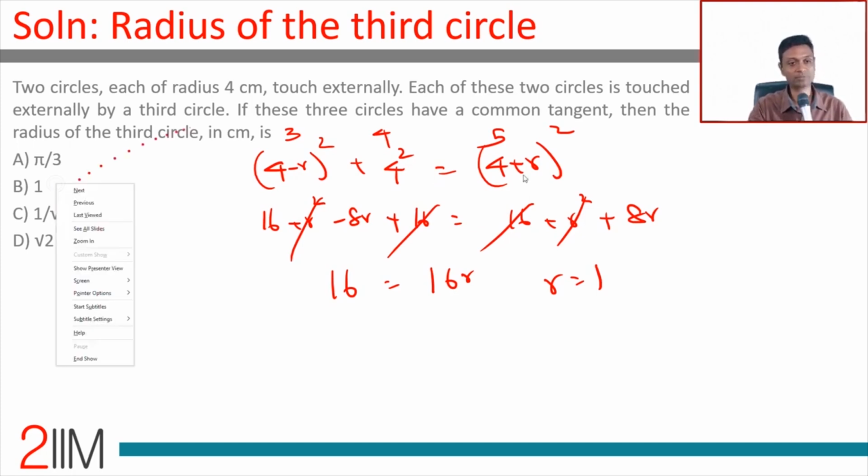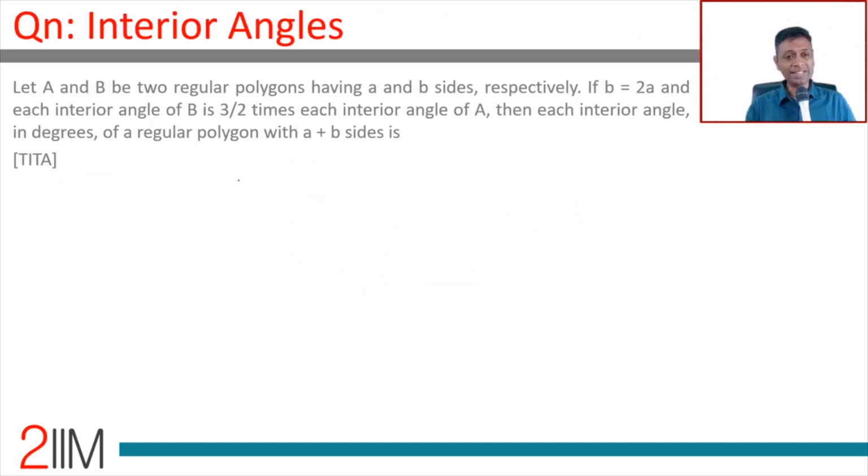Radius is 1. Oops. Let A and B be two regular polygons having A and B sides. B is equal to 2A, and each exterior angle of B is 3 by 2 times each interior angle of A.